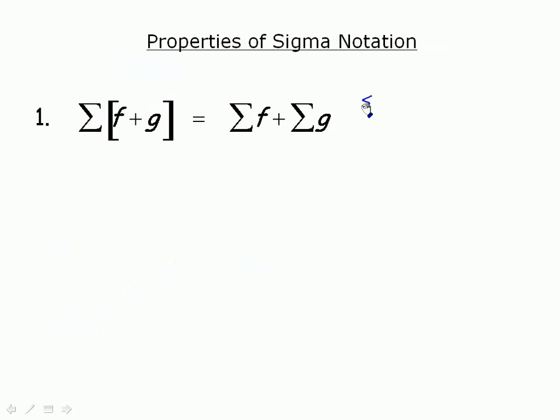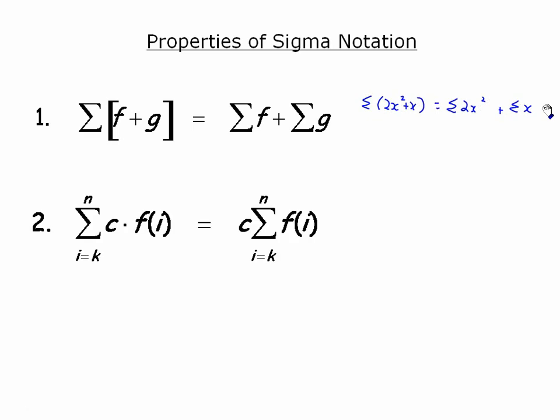Now, the properties of sigma notation, there's many of them, and I'm going to highlight a few critical ones. If you are adding two terms or two formulas together, f plus g, you can break it up. So it would mean that if you had 2x squared plus x, this is equal to the sum of 2x squared plus the sum of x, if you wanted to. And in that case, it wouldn't make any difference what the lower and upper limit were as long as you were consistent with them.